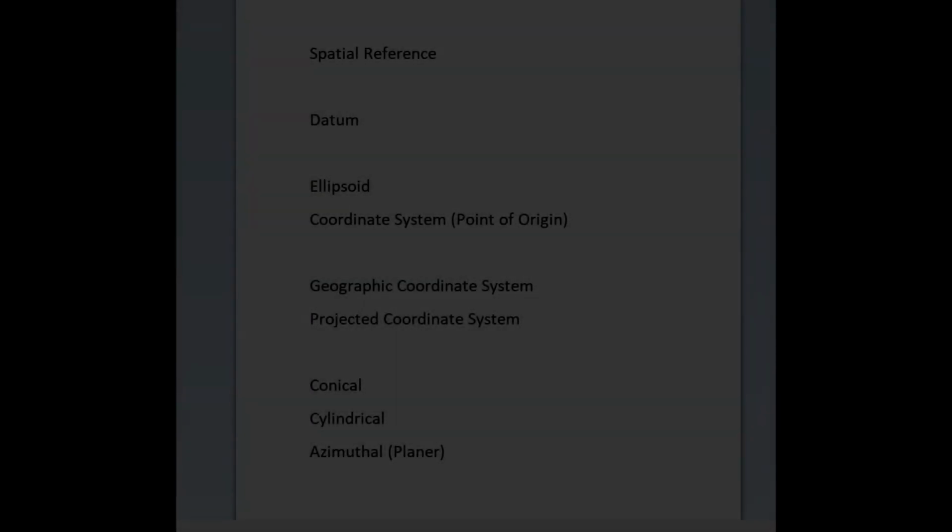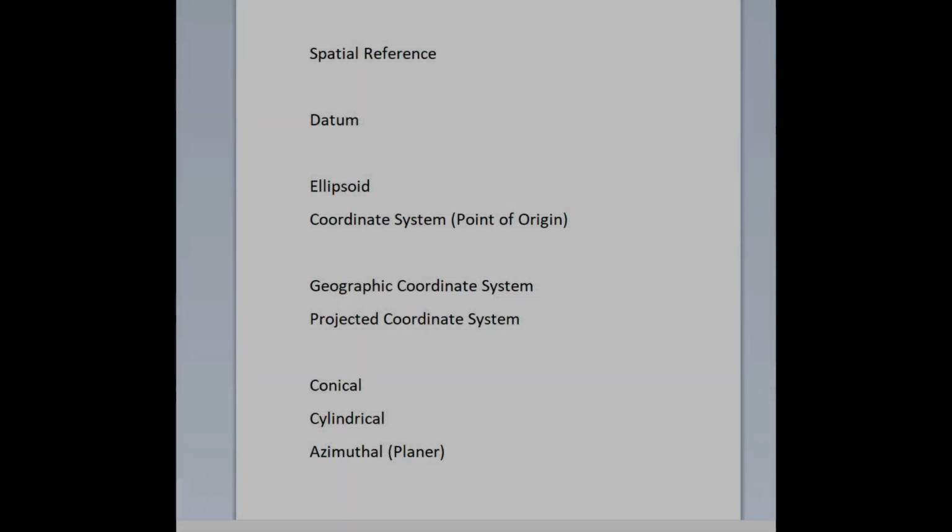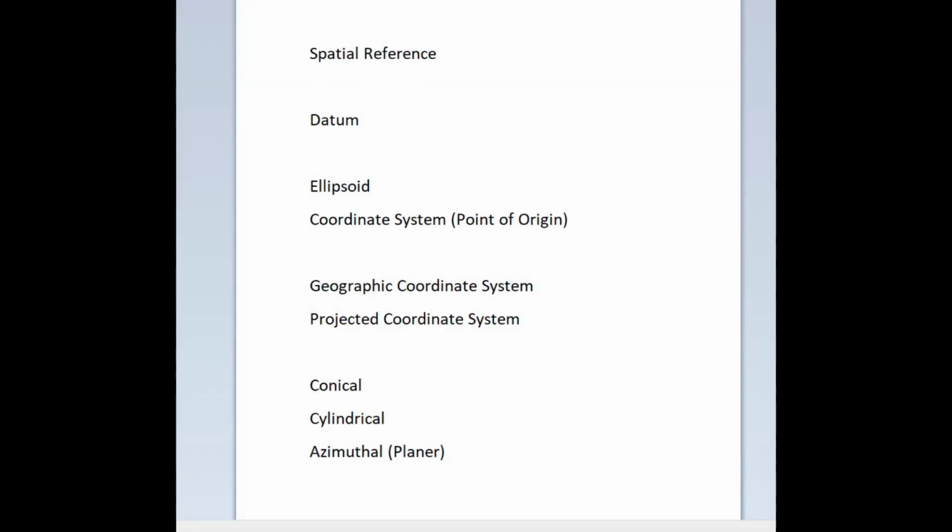Hello students, it's Instructor Howard again, and we're going to work through what I think is probably the most difficult lecture that we have this term, and that is on the idea of a spatial reference. So we're going to take it pretty slow.